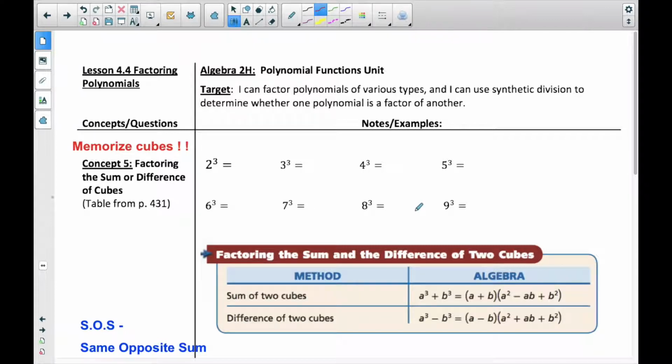You probably haven't spent as much time with perfect cubes as you have with perfect squares, but there's something you need to know about cubes. You know that the third power means times itself 3 times. So 2 to the third means 2 times 2 times 2.